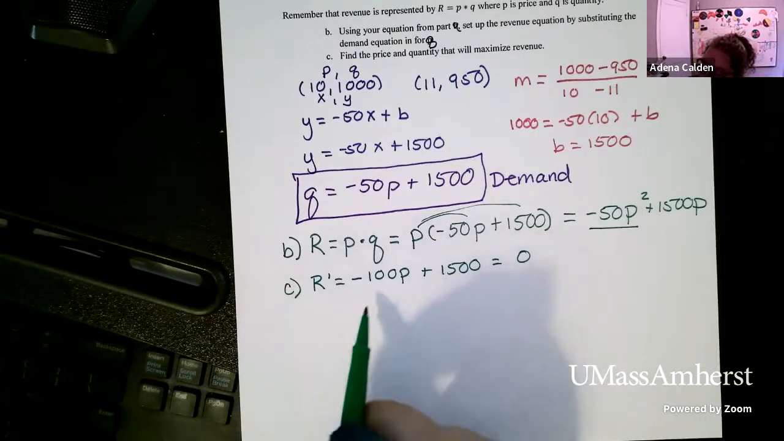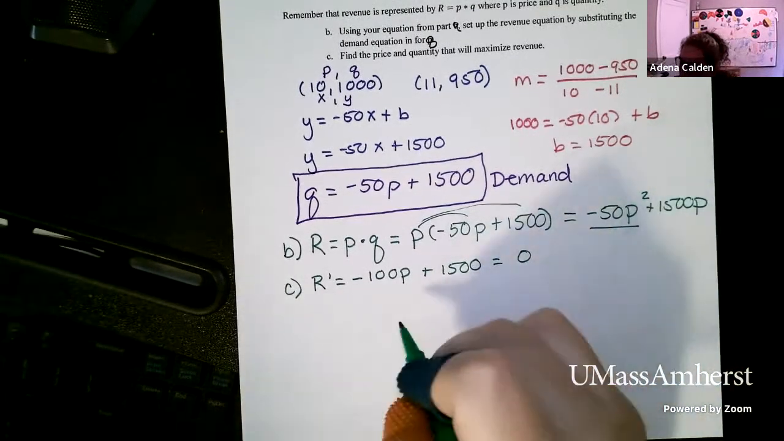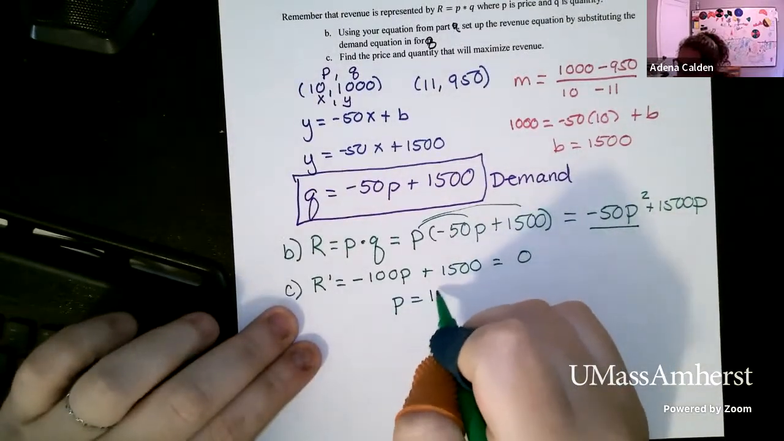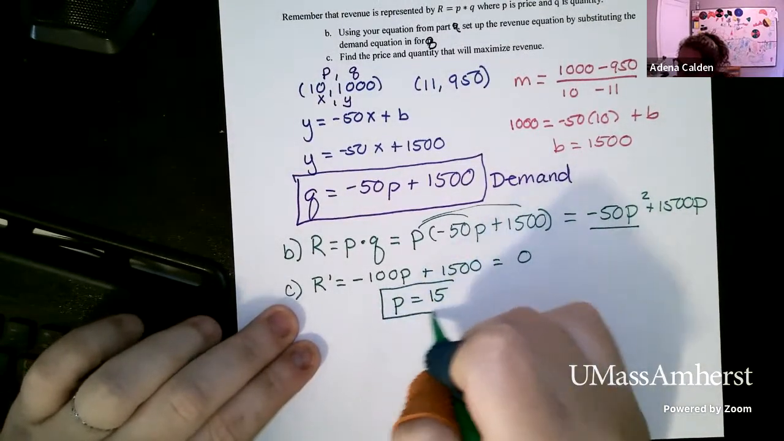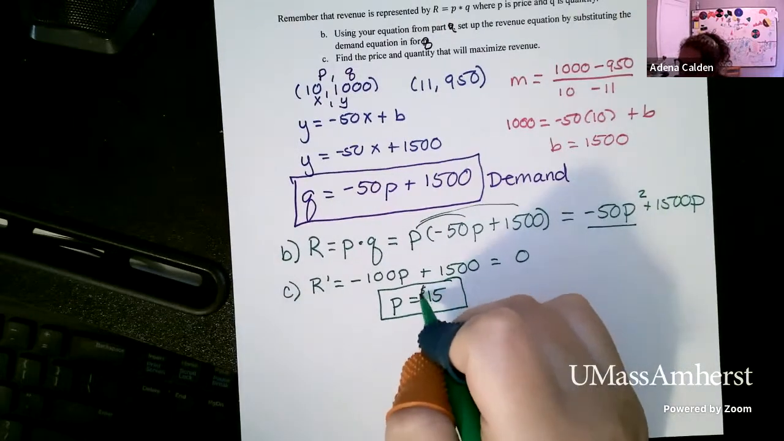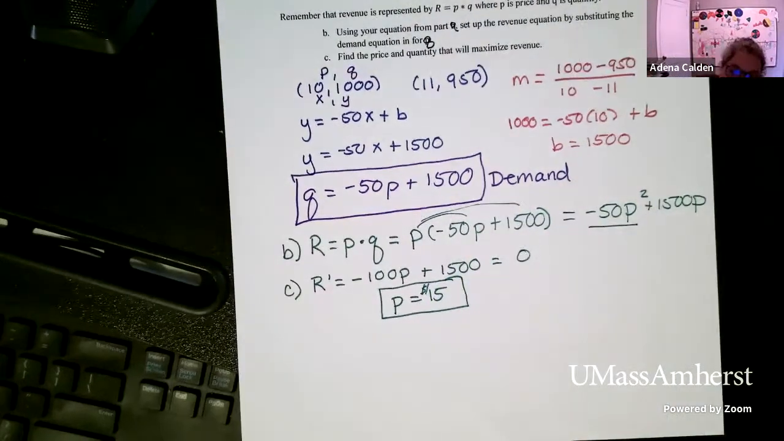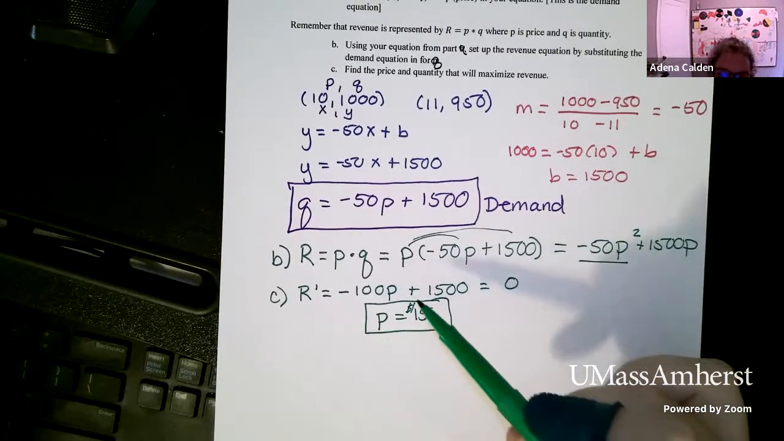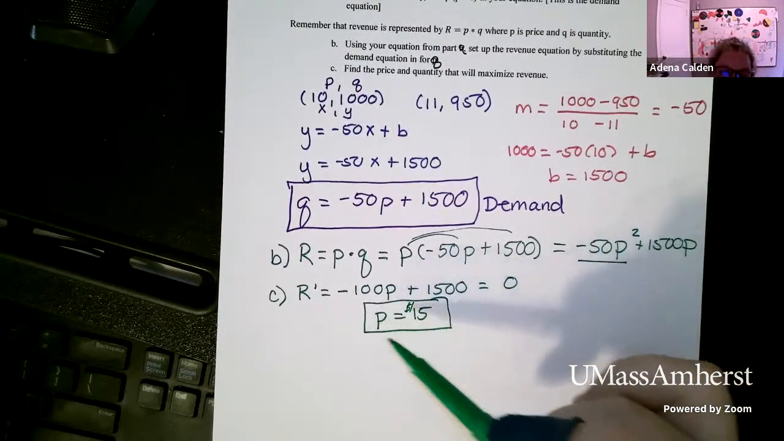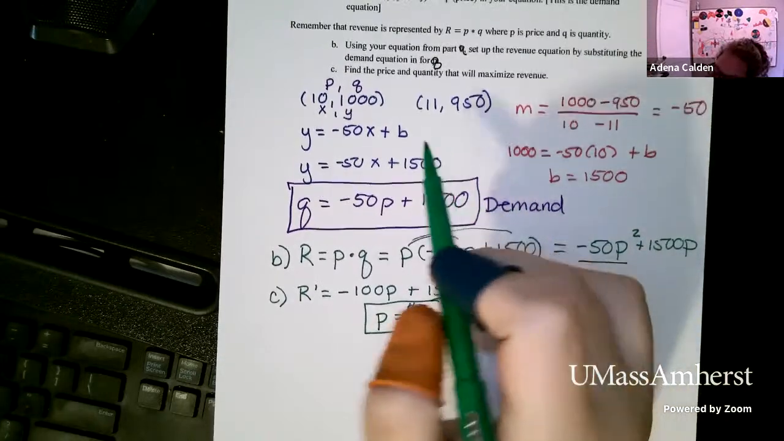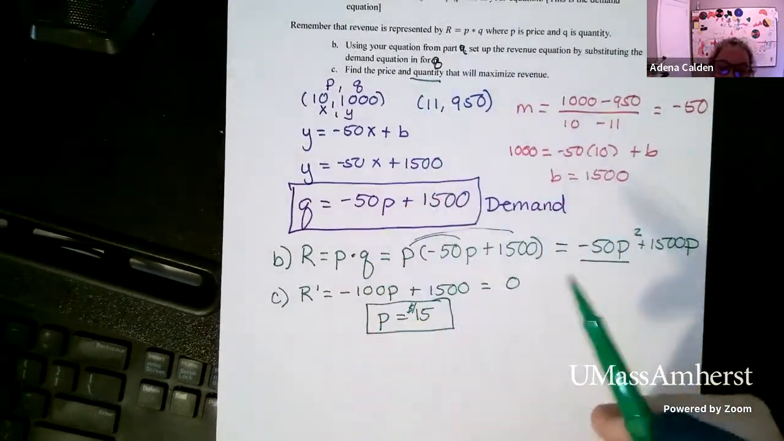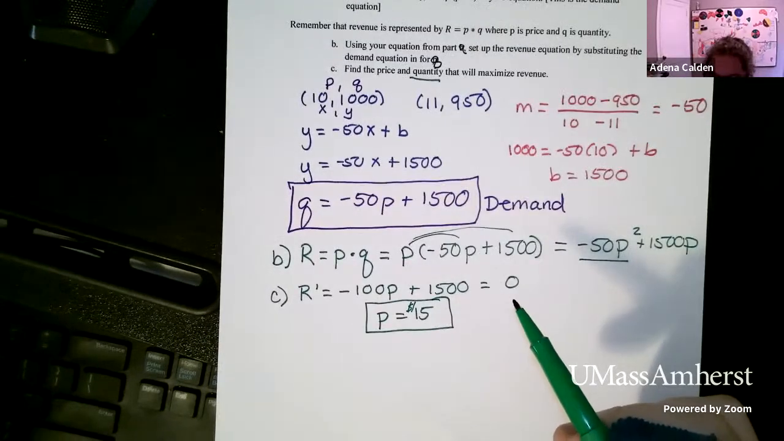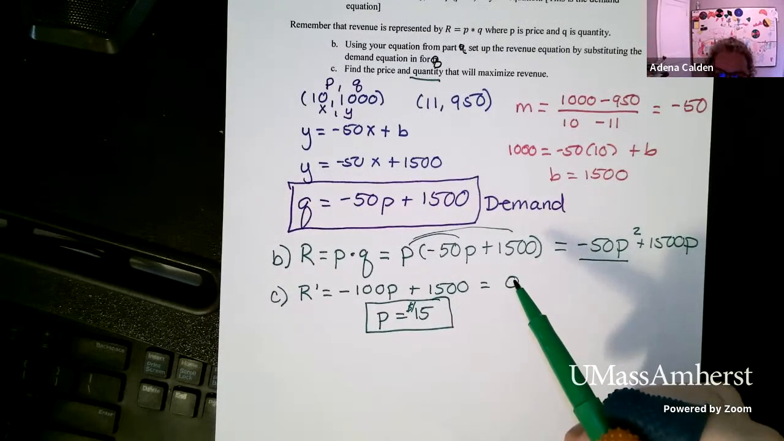So if I bring this term over and divide, I'm going to get p equals 15. Now remember, P represents price. So this is $15. So that means that my maximum revenue is going to happen when I charge $15 for my ticket. But I also want to know the maximum quantity that goes with it, right? Find the price and quantity that will maximize revenue.